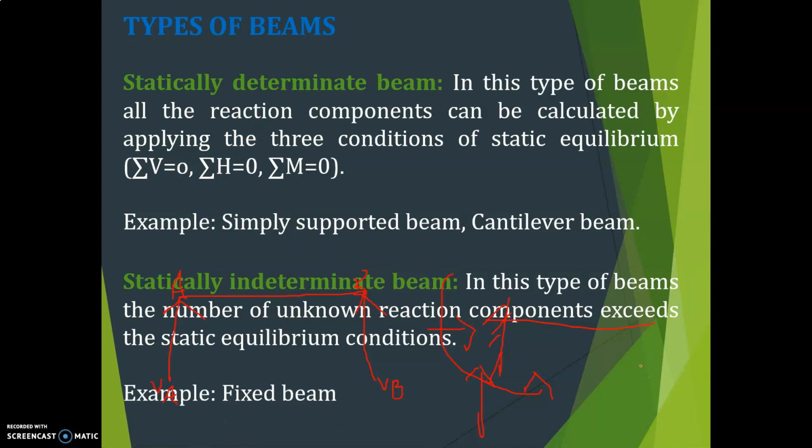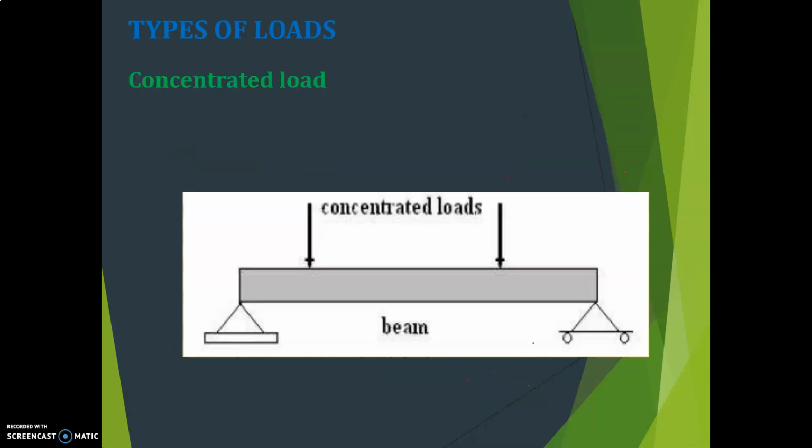For example, this fixed beam. Why fixed beam? Let us consider here one fixed beam. How many reactions here? Here 3 and here 3. So total it becomes 6, right? So it is more than the condition of equilibrium. So you cannot find the reactions by using only the conditions of equilibrium. So this beam is a good example for statically indeterminate beams.